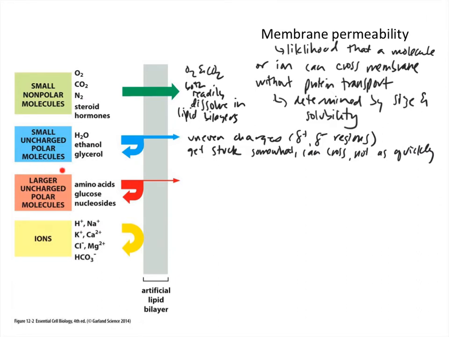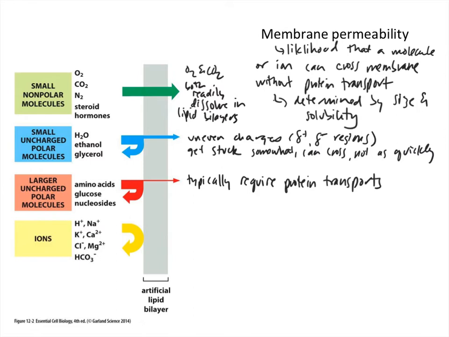Then next on our list is larger uncharged polar molecules, things like amino acids, glucose, nucleotides, and nucleosides. And so you can see here that the arrow is getting thinner, and a lot of these molecules are getting turned away. And basically these sorts of molecules are typically going to require a transporter, namely a protein transporter. And later in the course, we'll hear a little bit about glucose. Obviously, that is a common source of energy for cells.